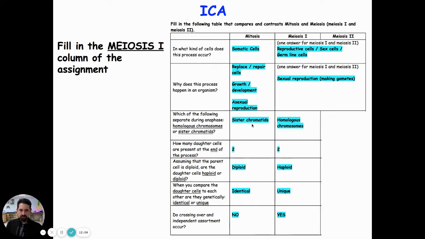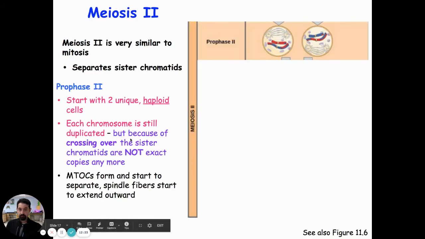Let's see, sister chromatids are separated in mitosis. Meiosis 1, you separate your homologous chromosomes. You have two cells. These are now haploid, not diploid. The daughter cells are unique. They are not the same anymore because of independent assortment and crossing over. And yes, both of those things occur.